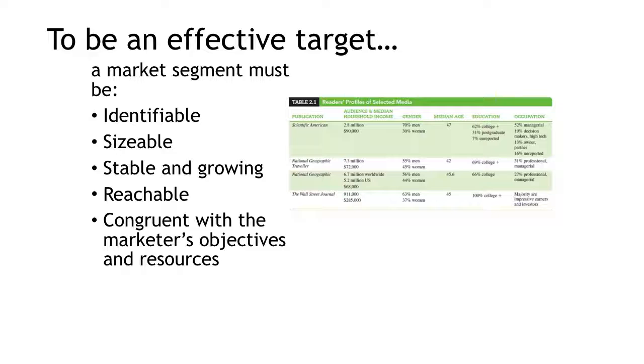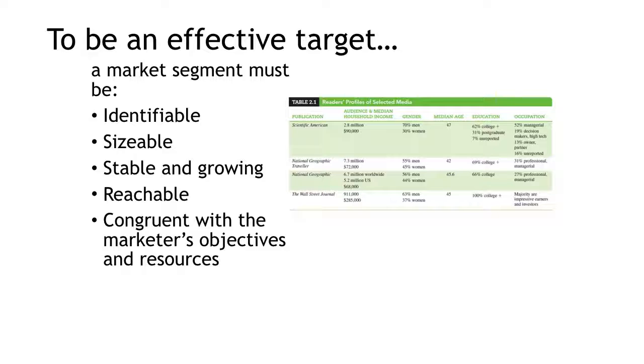So to be an effective target for a particular business, it has to meet certain criteria. It should be measurable, it should be actionable, you should be able to identify it, it should be sizable or substantial. Stable and growing is nice. Stable would mean that if you're a bar in a college town, you'll do better targeting non-students for the most part, and that's true the further away from campus you get, than the local market, because the students are not a stable market in as much as there's turnover every year.